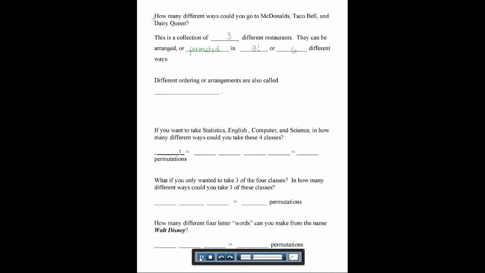in order. So for example, we could go McDonald's, Taco Bell, or Dairy Queen. Then we could go McDonald's, Dairy Queen, Taco Bell, and so on and so forth. Okay. So different ordering arrangements are called permutations, our special math word.